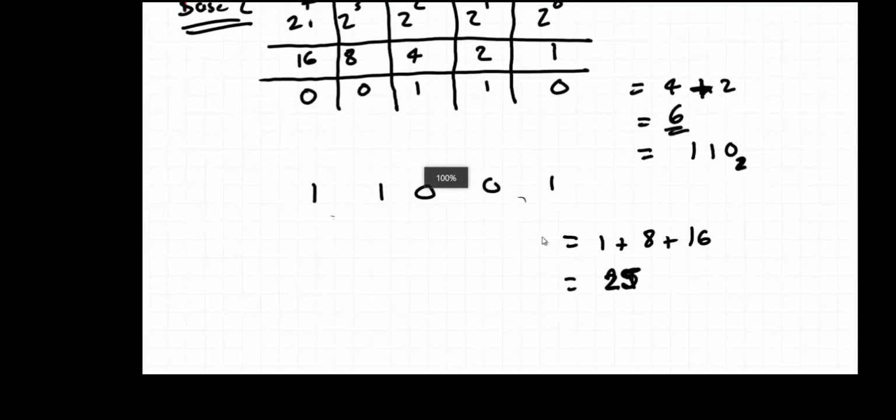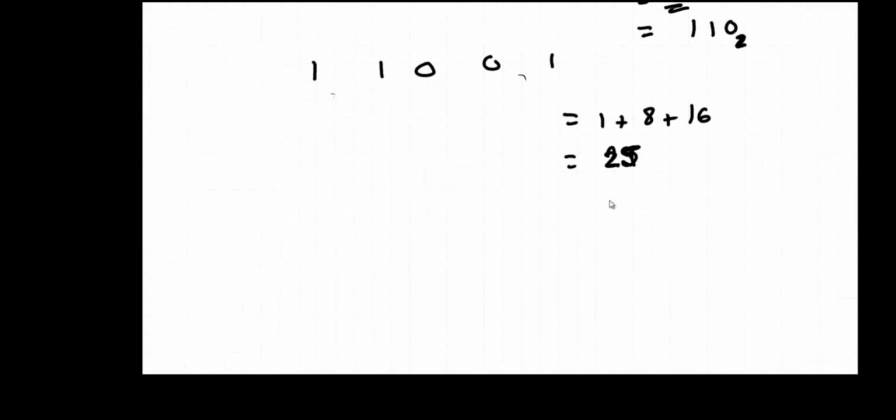We can try again. Let's try another number. As you get used to this, you'll start to be able to write your number here and simply do your column headings 1, 2, 4, 8, 16, 32. So here we have 32 plus 1 is 33.